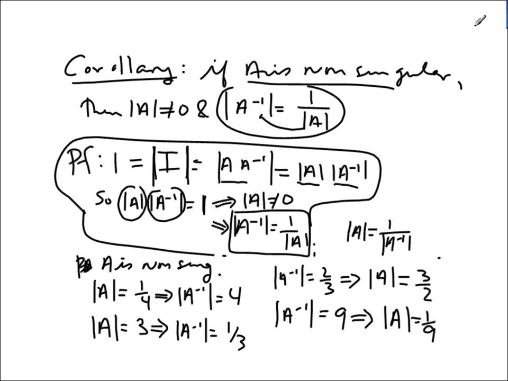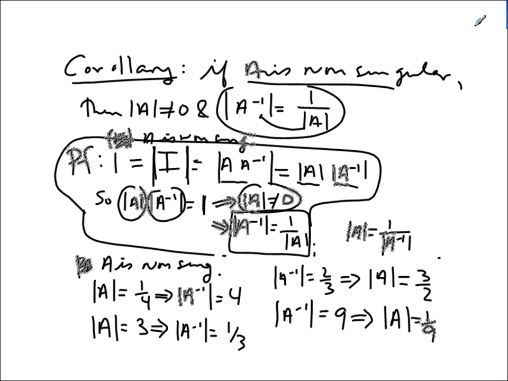Now, remember, A is non-singular. Well, look what we proved. We proved the determinant of A is not 0. So if A has an inverse, then the determinant of A is not 0.